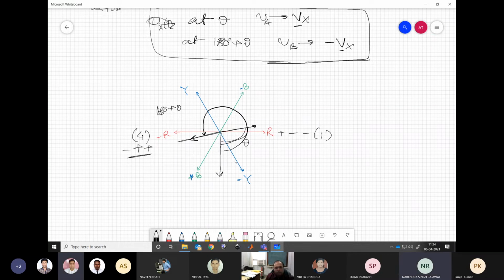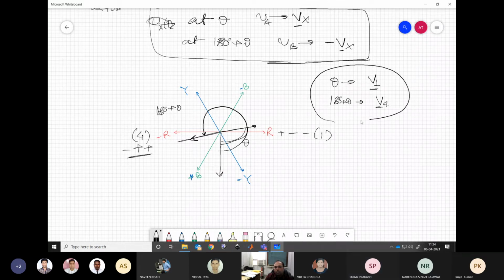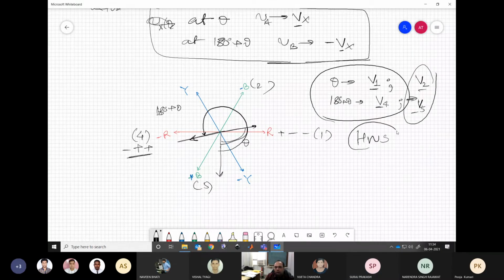If at theta I have vector 1 applied, then at 180 degrees plus theta, what must I have? Vector 4. Similarly, if I have applied vector 2, then what should I have at 180 degrees plus theta? Vector 5. This is the symmetry. When you maintain it, you automatically have half-wave symmetry in the PWM waveform.